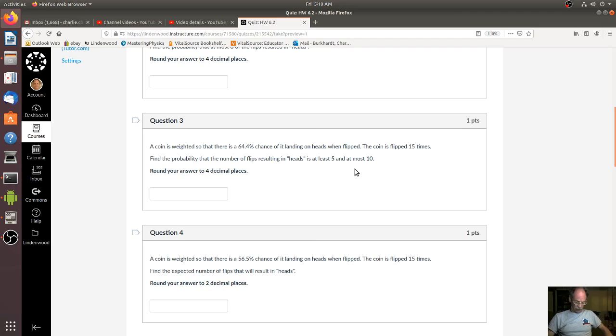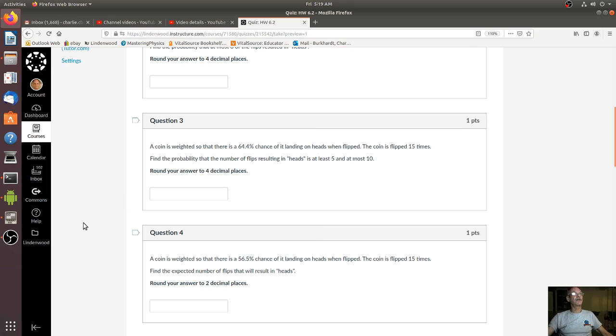Okay, I could find all these. I could use my binomial PDF to find 5, 6, 7, 8, 9, 10 and add them all together. But that would take me a long time. Instead, I'm going to use the CDF. If I do the CDF up to 10, that will add up all the probabilities from 0 to 10. Then I subtract off the CDF at 4. That will add up all the probabilities up to 4. Then you'll see what I'll be left with is the probabilities from 5 to 10 added up. So that's the fastest way to do that.